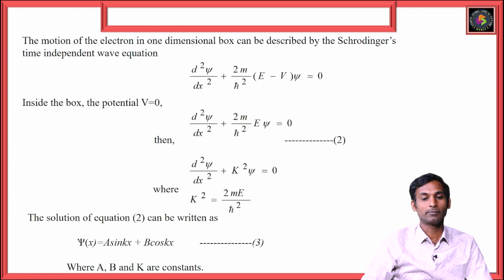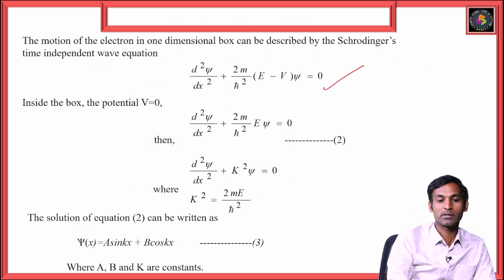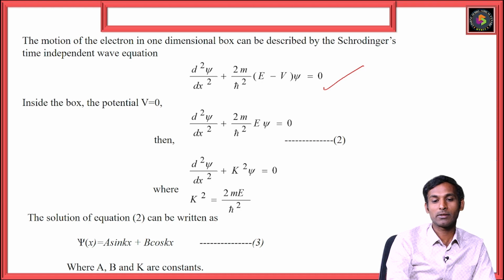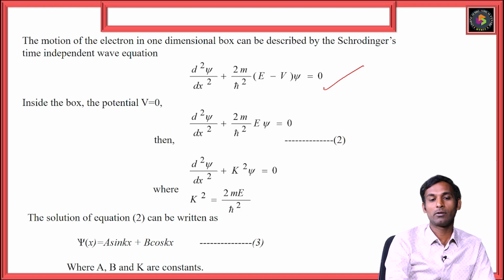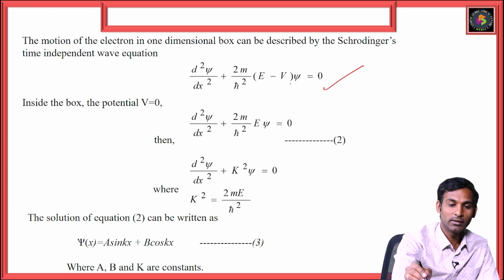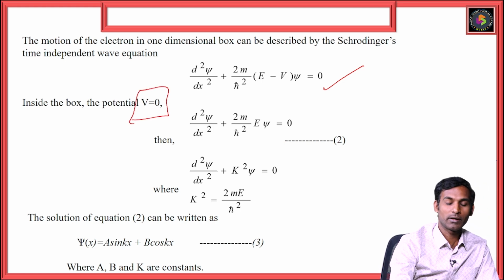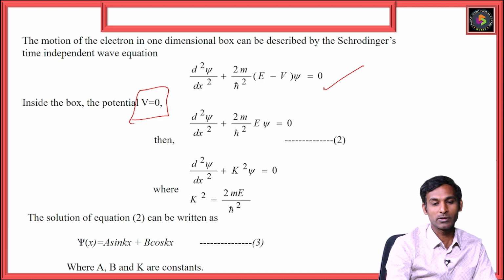Coming to the next slide, substitute into the Schrodinger time independent equation: d squared psi by dx squared plus 2m by h bar squared (E minus V) psi is equal to 0. Here E is the total energy and V is the potential energy. In this equation, V is equal to 0, that means for a free particle the potential energy must be 0. We will get equation number 2.